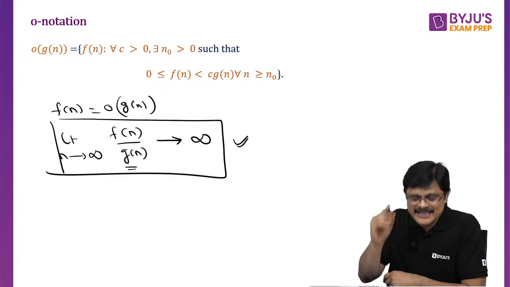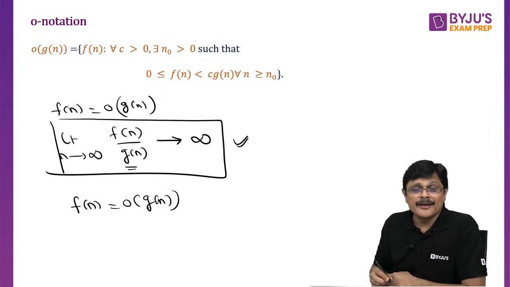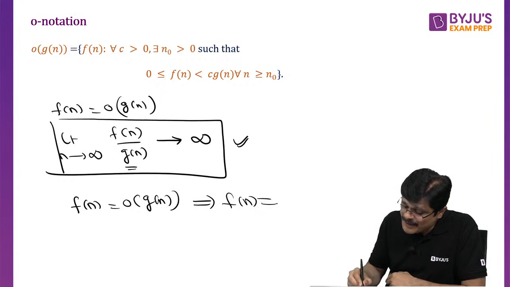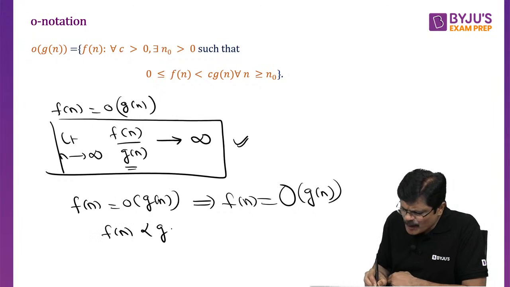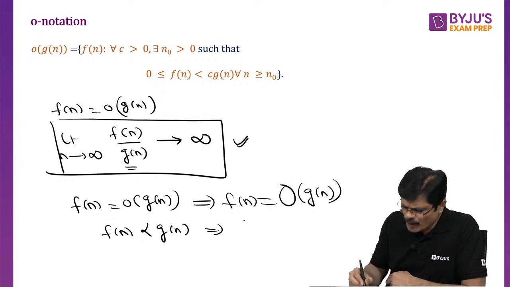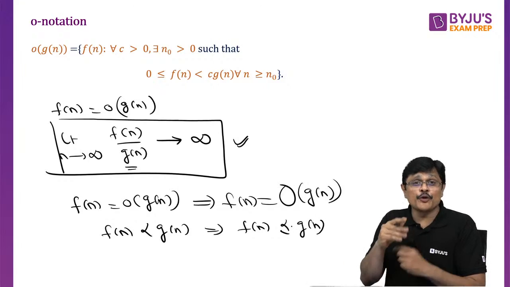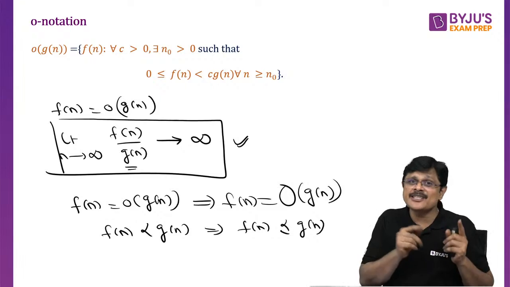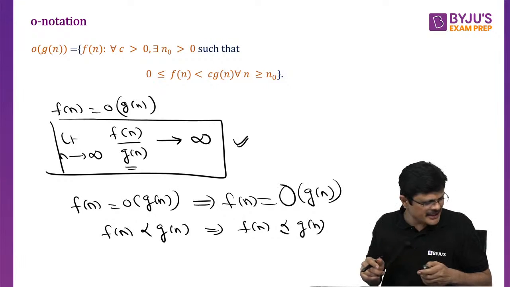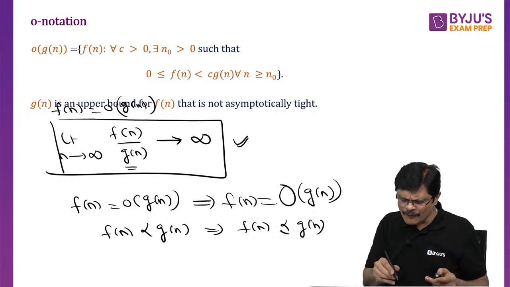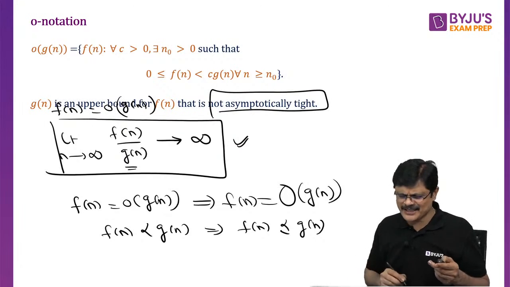Please remember one thing. When Fn is small o of Gn, then you can say that Fn is big O of Gn. What do we mean by small o of Gn? Fn is asymptotically smaller than Gn. Whenever it is asymptotically smaller, we can say smaller or equal; there is nothing wrong. But the reverse you cannot say. If you know it is big O of Gn, we cannot say it is small o of Gn. But if you know it is small o of Gn, we can say it is big O of Gn. Of course, Gn is an upper bound for Fn that is not asymptotically tight.